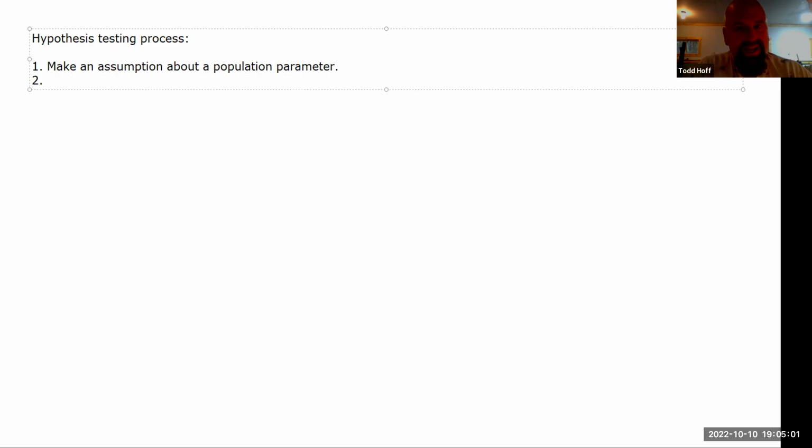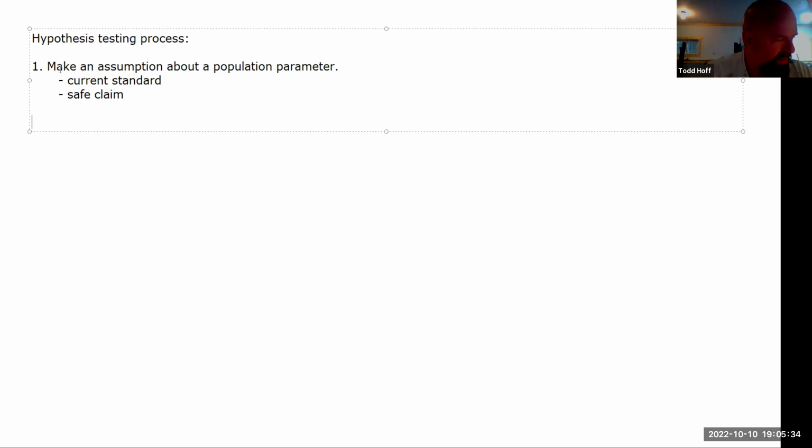Typically, that assumption is not what we're trying to prove. That assumption in many cases is the opposite of what we're trying to show or what's in our own interest. That assumption is typically a current standard, or most of the time it's a safe claim. Like if we're doing medical testing or drug testing, it would be the old treatment. The assumption would be that the old treatment is the best treatment. And then we try to gather evidence around that.